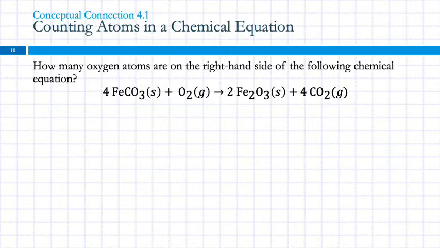Well, we could do the math in our heads, but let's look at each of these individually. Here I have 2 molecules of Fe2O3, and each molecule has 3 oxygen atoms. So that's 6, right? And then in CO2, how many oxygen atoms are in one CO2 molecule? 2. And how many CO2 molecules do I have? 4. 4 times 2 is 8, right? So I have 6 plus 8, I have 14 oxygen atoms on the right side. Okay with that?